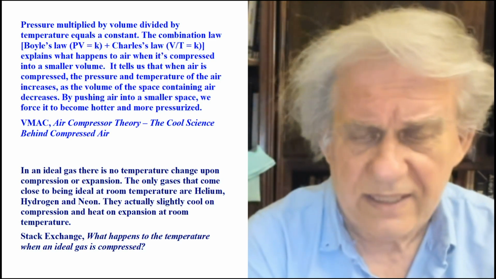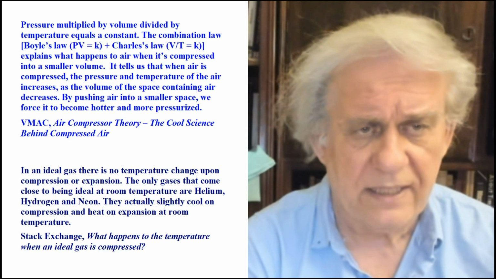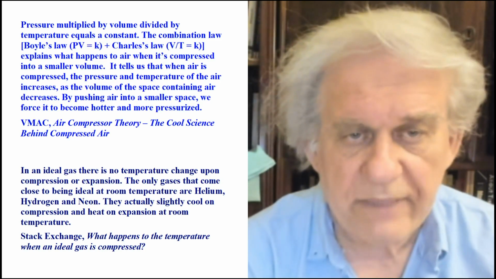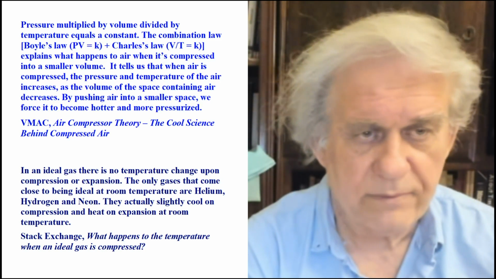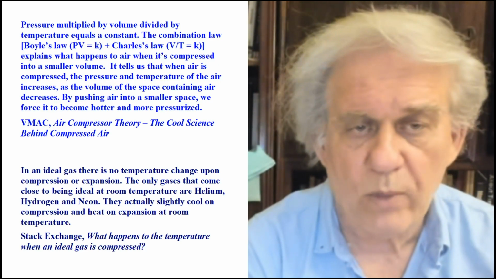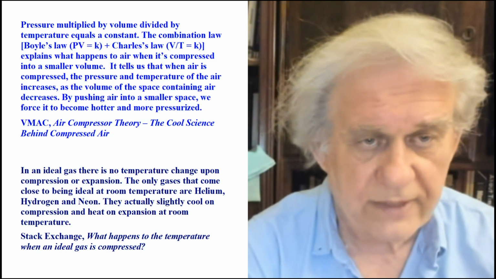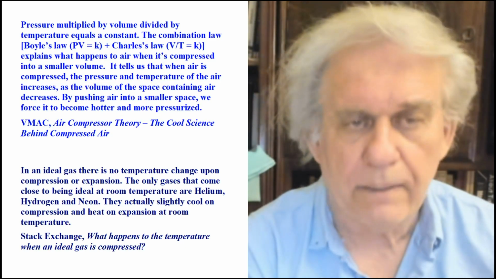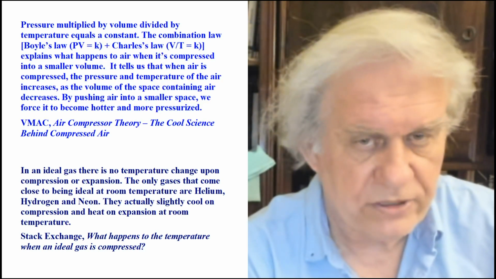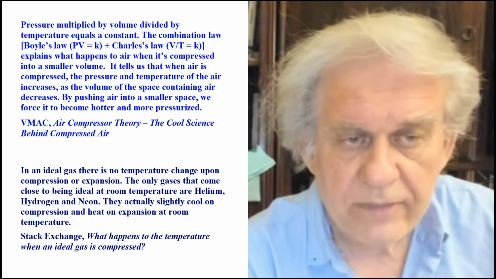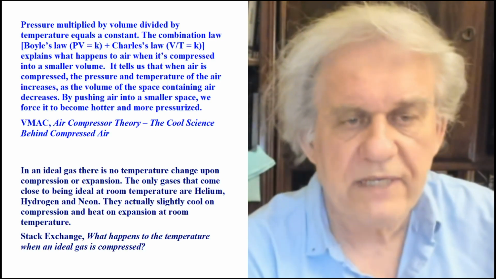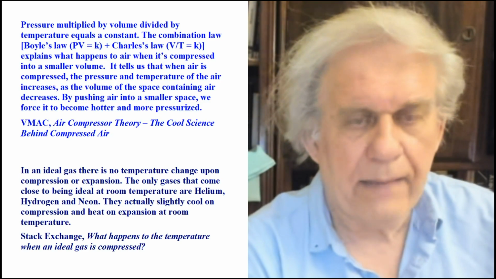One site, a professional site that sells cooling equipment, says pressure multiplied by volume divided by temperature equals a constant. The combined law, Boyle's law, Robert Boyle, and Charles' law, there you have the equations, explains what happens to air when it is compressed into a smaller volume. It tells us that when air is compressed, the pressure and temperature of the air increase. We have higher temperature, according to this site, as the volume of space containing air decreases. By pushing air into a smaller space, we force it to become hotter and more pressurized.